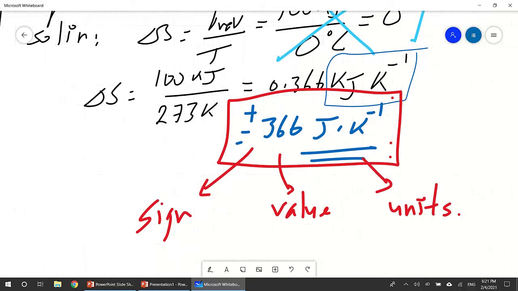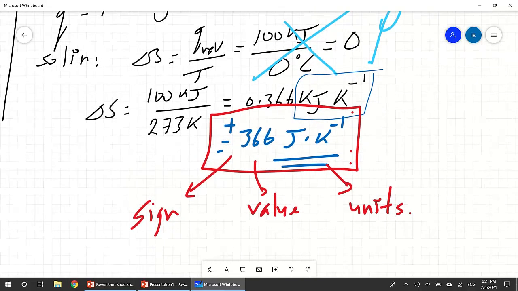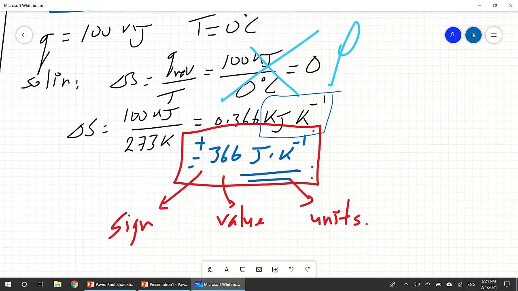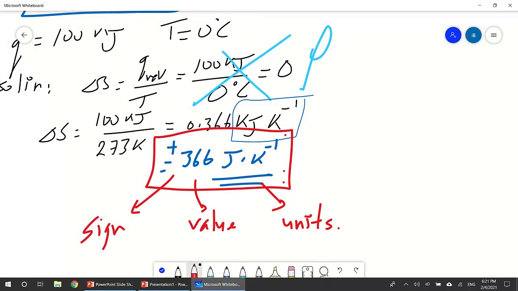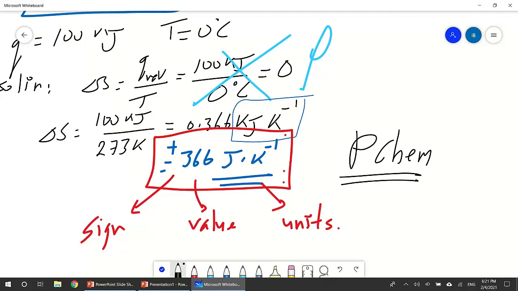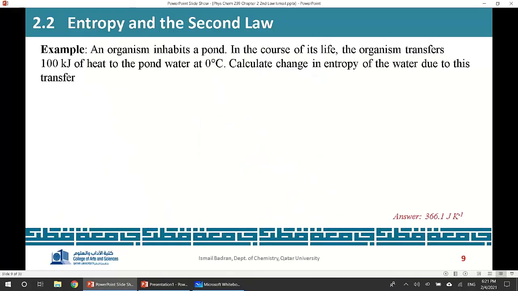Okay? So don't only do the math, but rather think about your answers, because this is not a mathematics class. This is a physical chemistry class. In physical chemistry class, you have to think about the physics, the meaning, the sense of this answer.